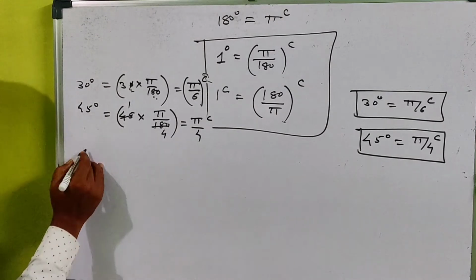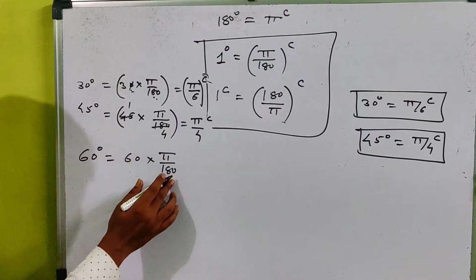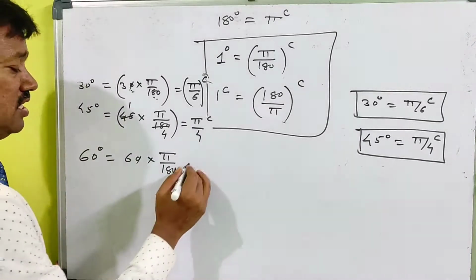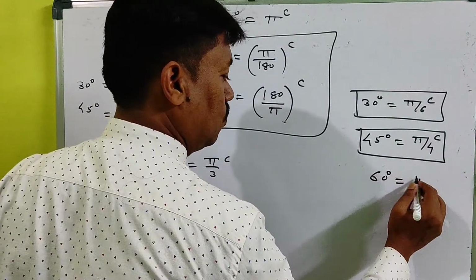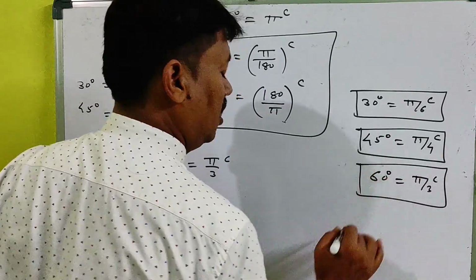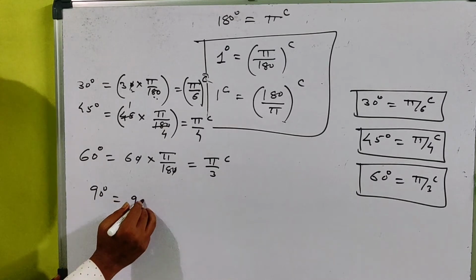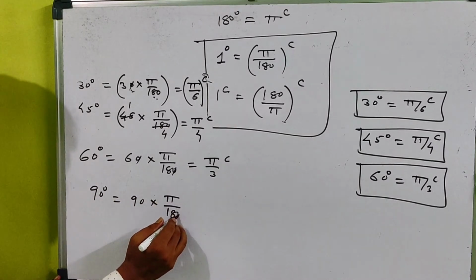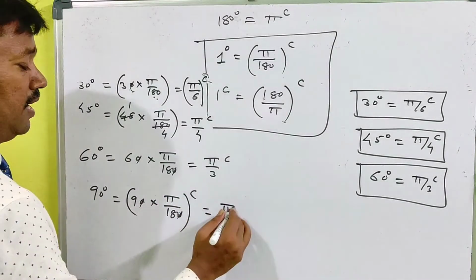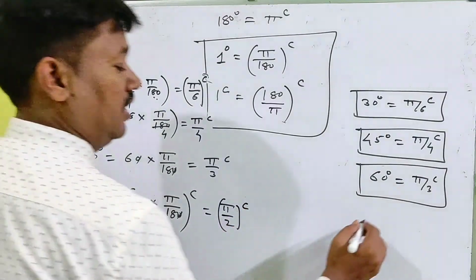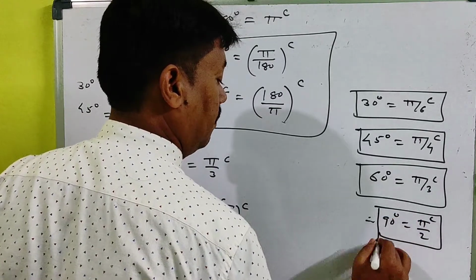Similarly 60 degree. So what is there for 60 degree? So 60 into pi upon 180, so cut होके 6 cut, 6 3s are, so it is pi by 3 radian. That means 60 degree is equal to pi by 3 radian. Next standard angle is 90 degree. So 90 into pi upon 180, like this. So this 0 cancel. 9 2s are. So it is pi by 2 radian. So we can say that 90 degree is nothing but pi by 2 radian.